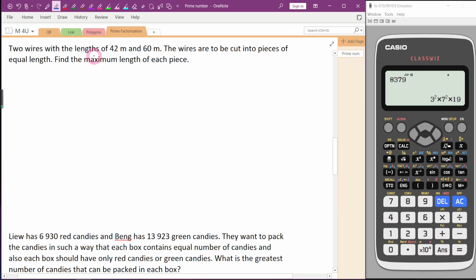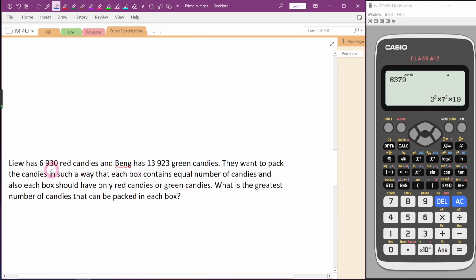The answer will be 6 meter. Okay, you can pause the video and try yourself. Now we try this one because this number becomes larger. When the number becomes larger, it's harder for us to do it, but we can use our calculator to help us do the prime factorization.